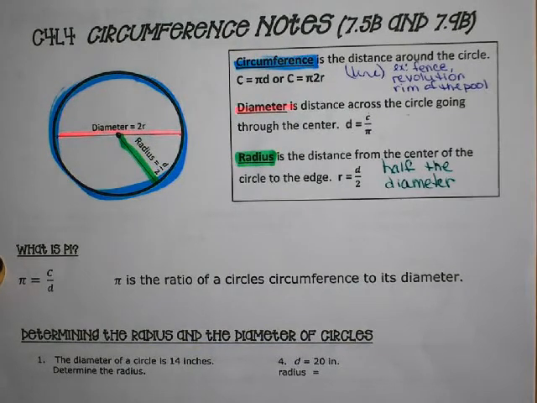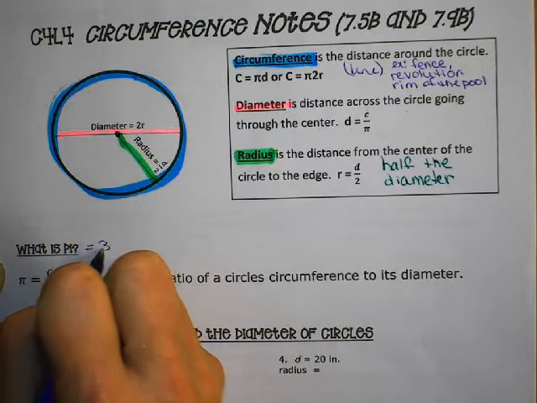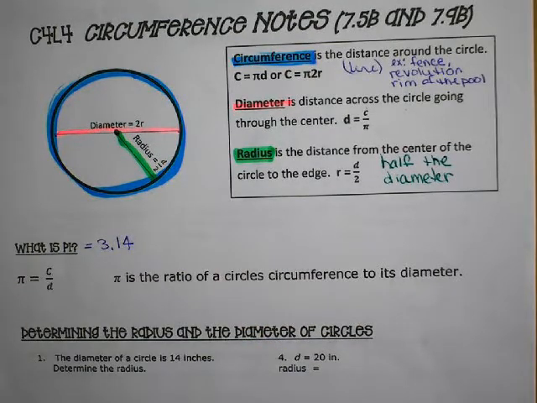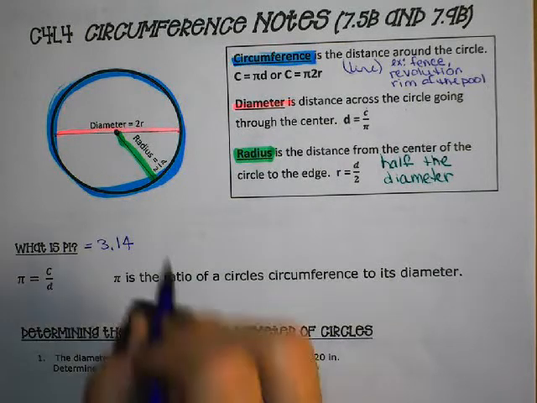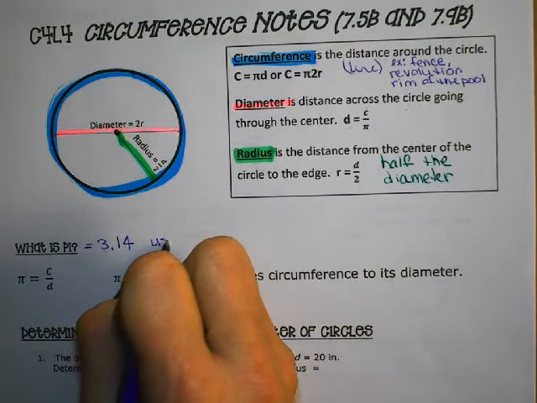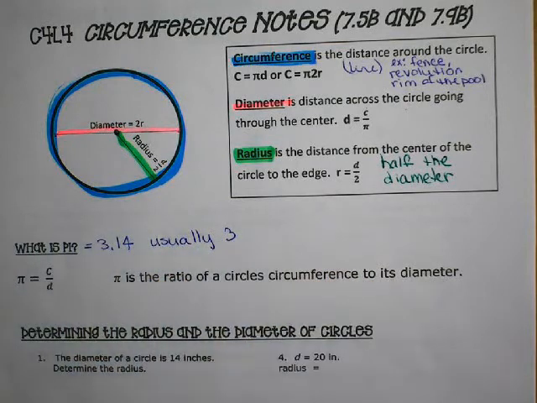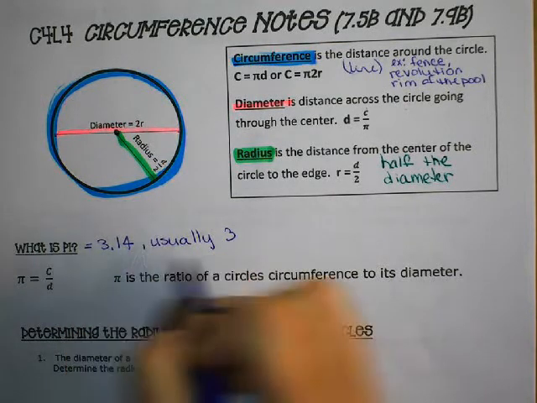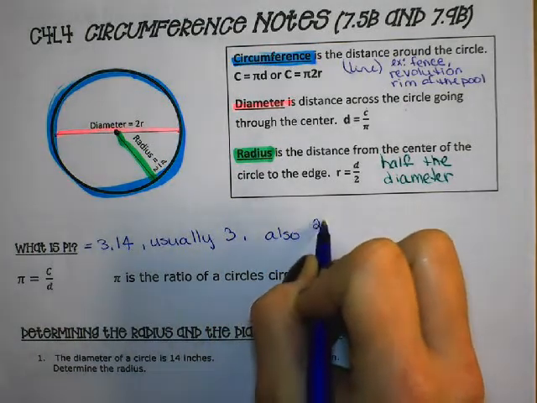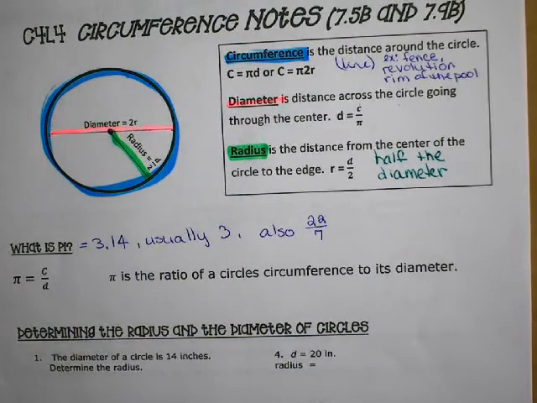Let's take a look at pi. What is pi? Many of you already know that pi is approximately 3.14, but it is a number whose decimal keeps going without repeating. We will typically use 3 for now. You may also see that pi is 22/7. This one is especially useful when they give us a radius or diameter as a fraction. We want to be able to use 22/7.